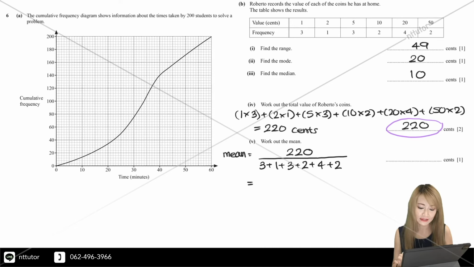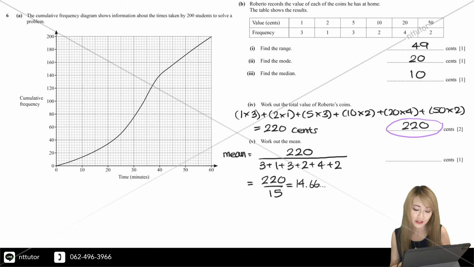So the mean is 220 divided by 15, so that equals 14.66 and so on. So we need to round this to 3 significant figures, and to 3 significant figures, that's 14.7 cents.